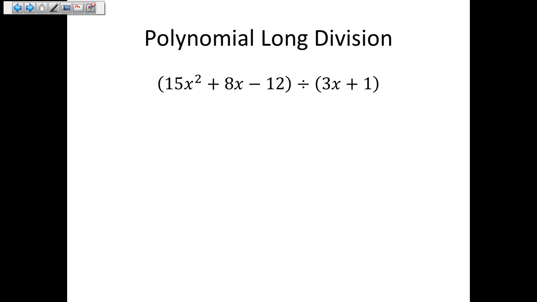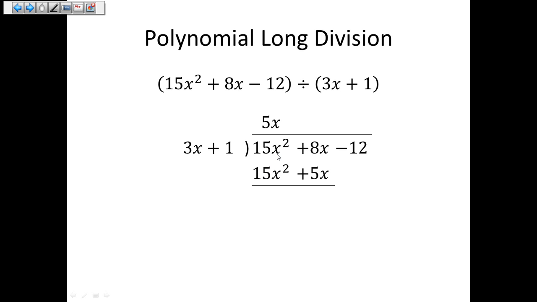Let's set it up with the first polynomial inside the division bracket, our 3x plus 1 outside, and again I focus on one term at a time and divide by the 3x. So 15x squared divided by 3x is 5x. Multiply that around by the 3x plus 1. Subtract, I have 3x minus 12. Now, because this still has a degree that's the same as this one, I can go ahead and divide again. 3x divided by 3x is 1.